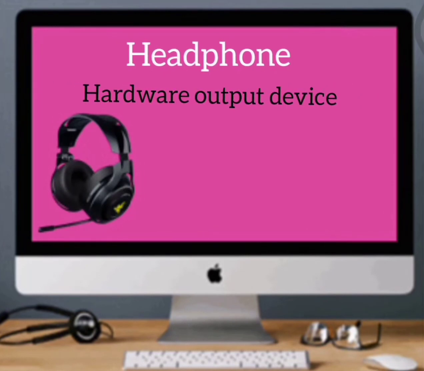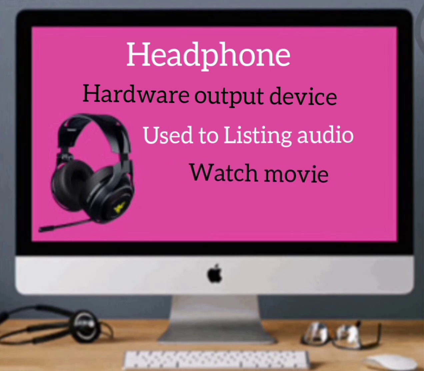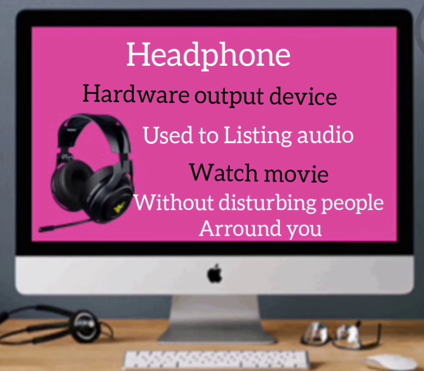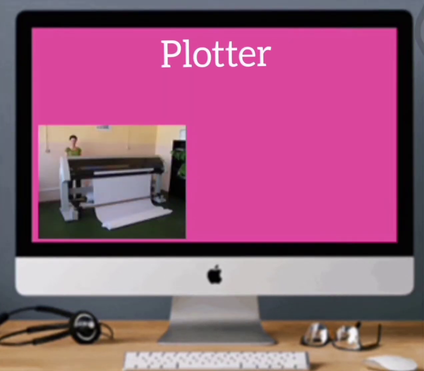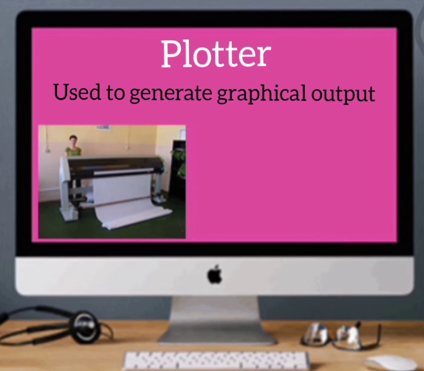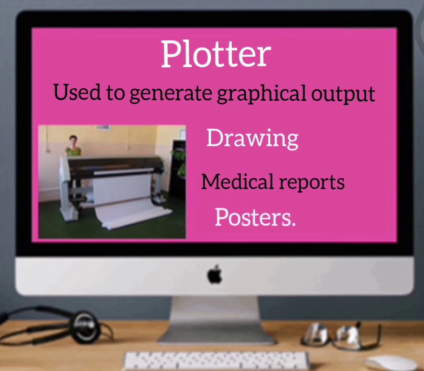Headphones. Headphones are a hardware output device. Headphones allow you to listen to audio or watch a movie without disturbing people around you. Plotter. A plotter is an output device which is used to generate graphical output like drawings, medical reports, large-size posters.